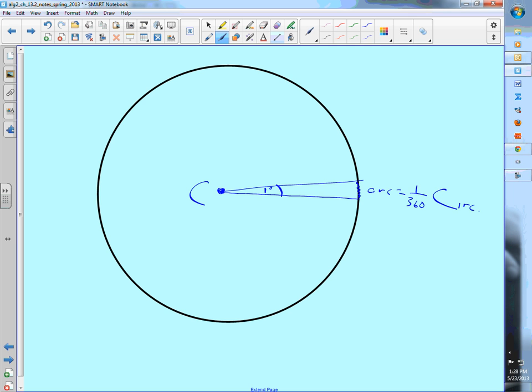Why did they choose 1/360th? I have no idea on that. I'm sure there is a very logical reason behind it, but history of math is not my strong suit. But I'm sure there's a reason.